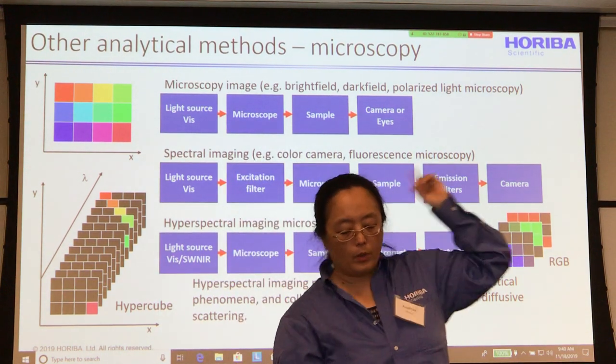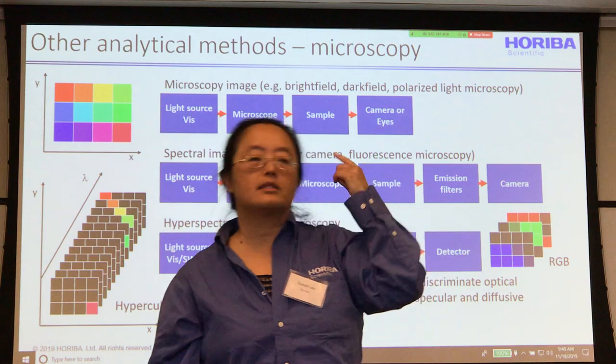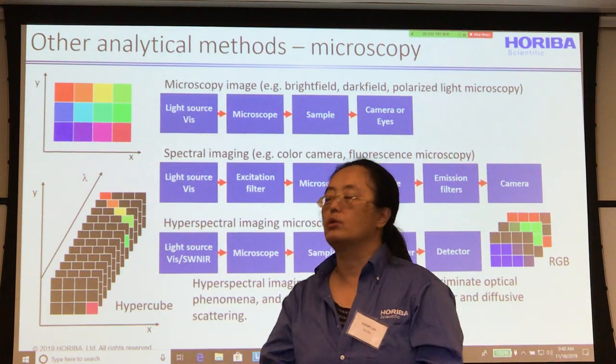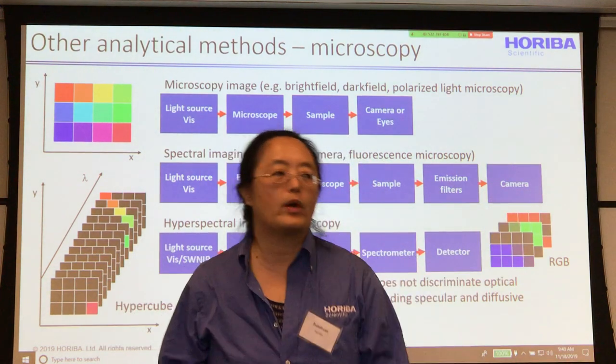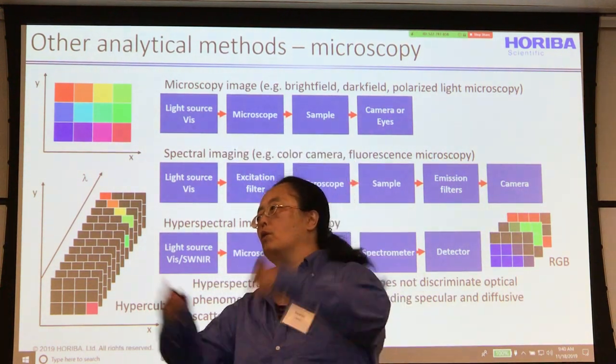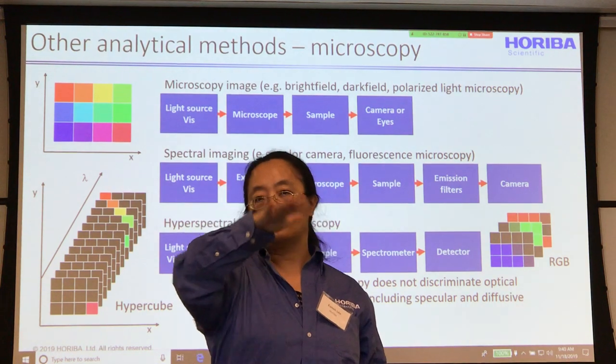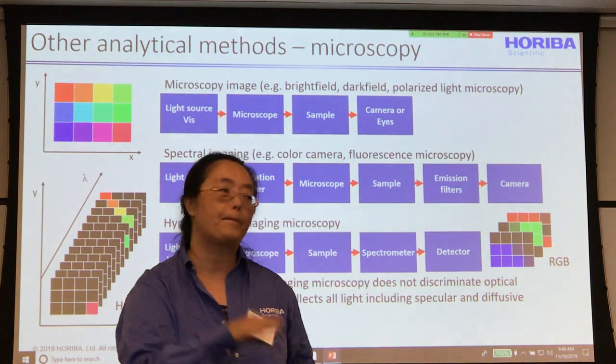And the point of this light is that you do not have any wavelength discrimination. So absorption, all of it. Fluorescence, all of it. Phosphorescence, all of it is coming together, all photons together. That's what you see, okay?